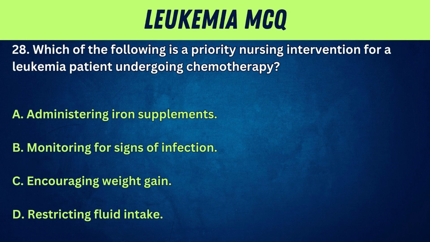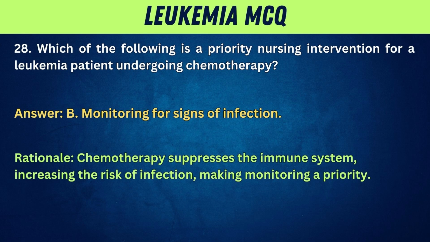28. Which of the following is a priority nursing intervention for a leukemia patient undergoing chemotherapy? A. Administering iron supplements. B. Monitoring for signs of infection. C. Encouraging weight gain. D. Restricting fluid intake. Answer: B. Monitoring for signs of infection. Rationale: chemotherapy suppresses the immune system, increasing the risk of infection, making monitoring a priority.